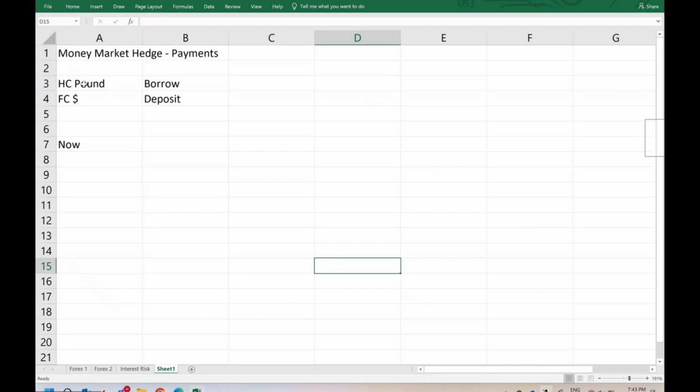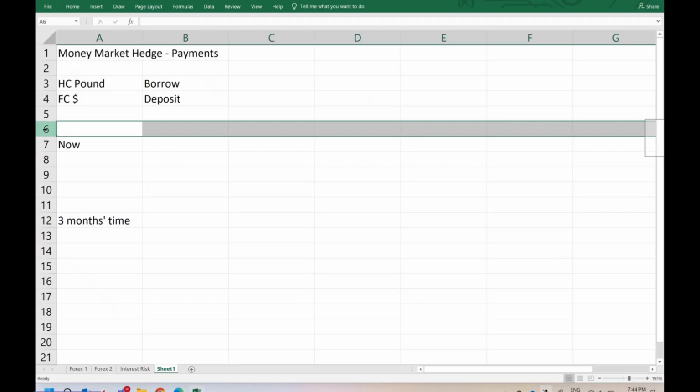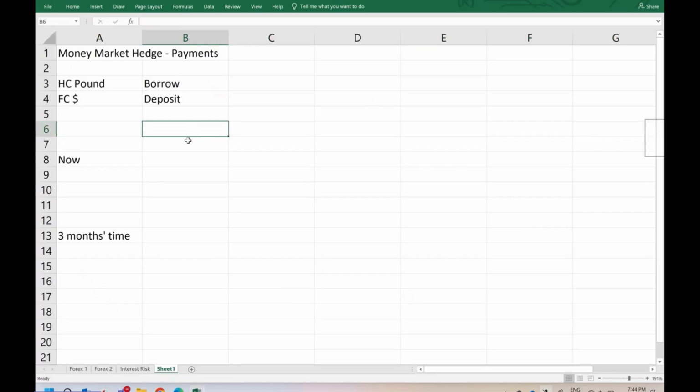So we need the borrowing rate of pound and we need the deposit rate of dollars. That's why I write this here. Now here, today and 3 months time. I will write here 3 months. And I will write both the currencies here. Our home currency is pound, so I'm writing here pound and writing here dollar.